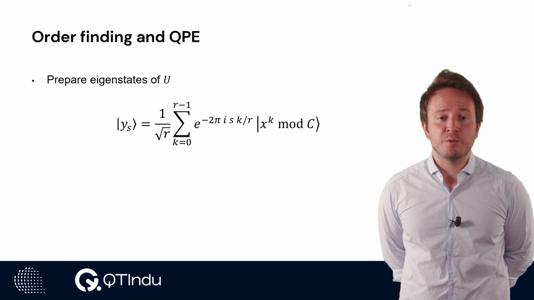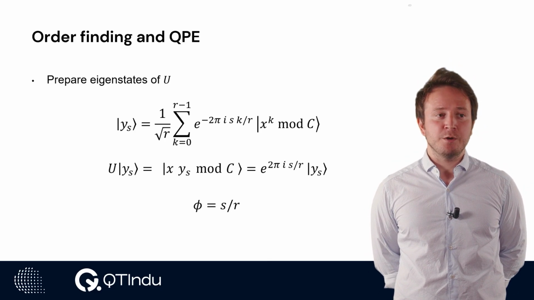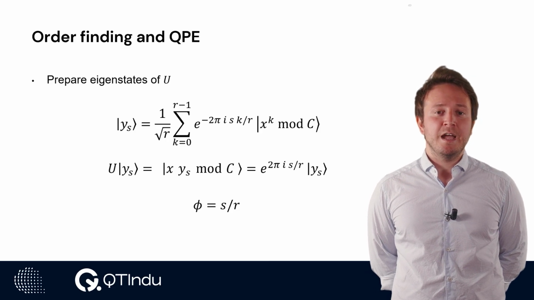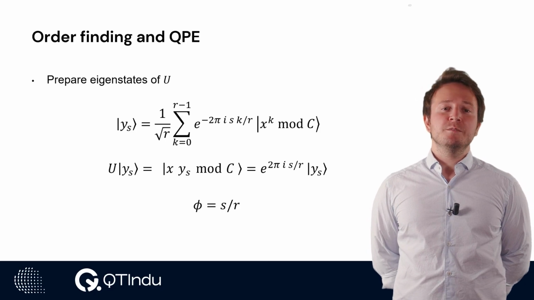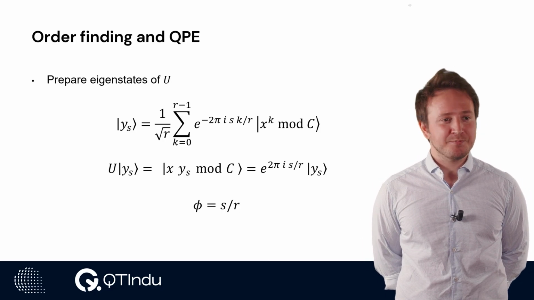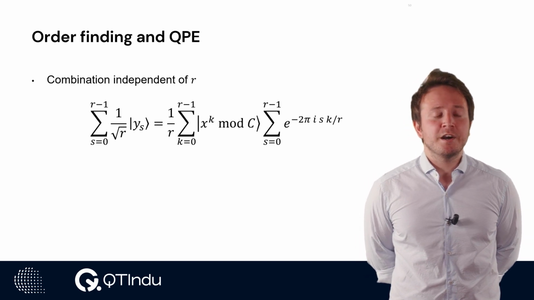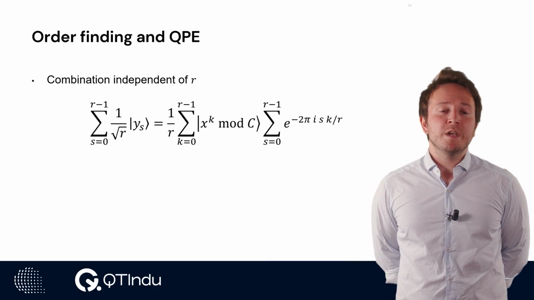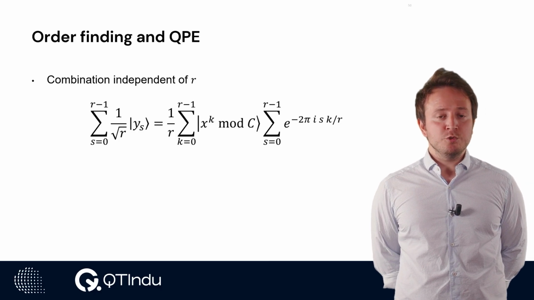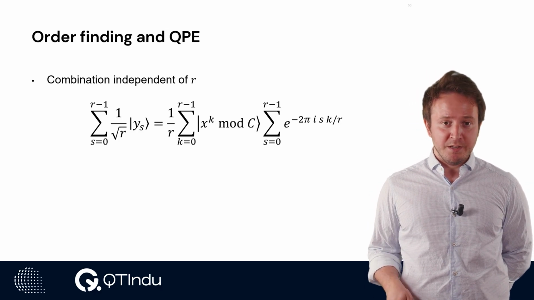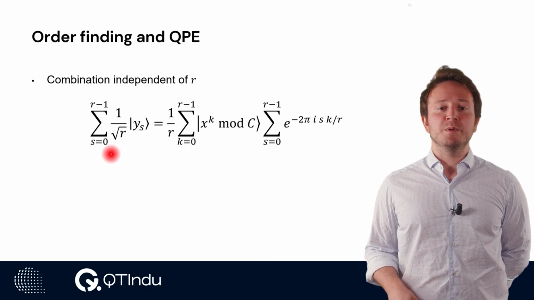However, we also can identify a problem, because the eigenstate that we need to prepare will depend on the order, and the order is what we need to find. So there is an intrinsic problem here, because we cannot prepare something that we need to find. To get rid of this problem, there are clever tricks that one can play. In particular, we can make a combination of eigenstates that is independent of r. To do so, we can take the sum of all the possible eigenstates of U of r with equal probability.